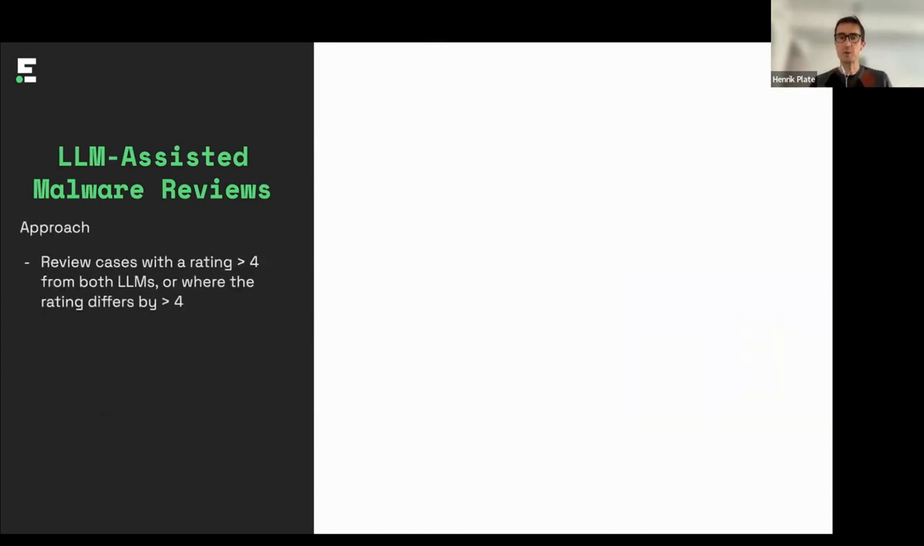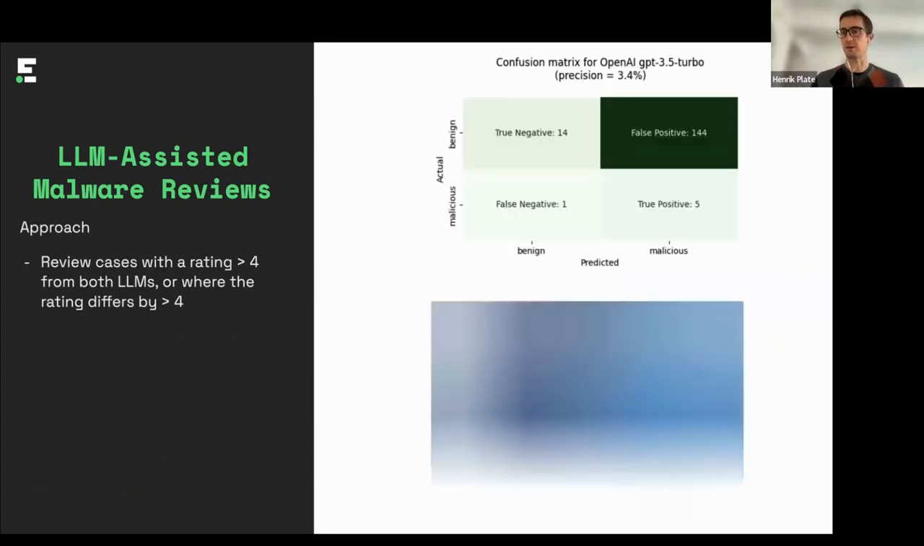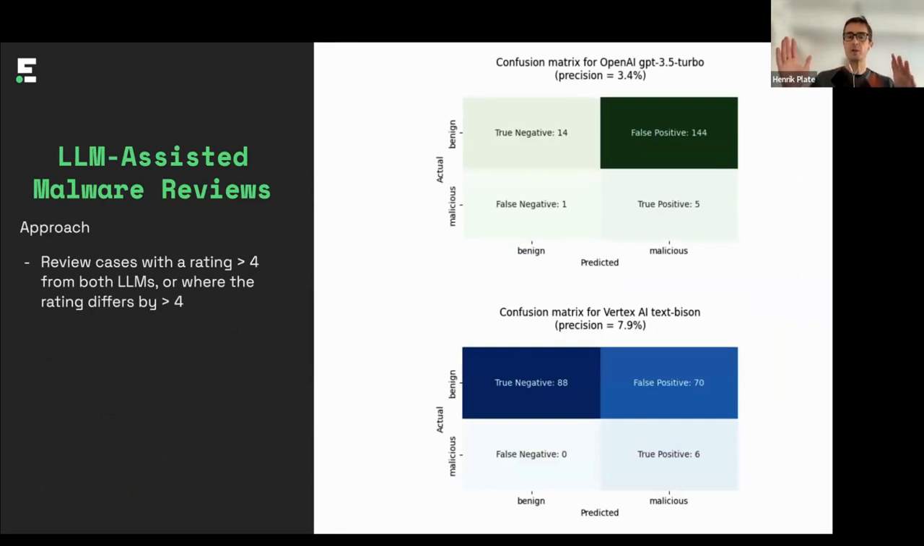So in the next step of this evaluation, we basically manually went through all the cases where either the risk rating was above 4, so in the upper 50% of the risk scale, or where the difference was bigger than 4. And what you see on the right-hand side are basically the confusion matrices for both of the LLM models for around 170 or 180 cases. And what you see here is that both of the models, in fact, have a very high number of false positives. And this is, I think, in line with what Rob mentioned earlier on.